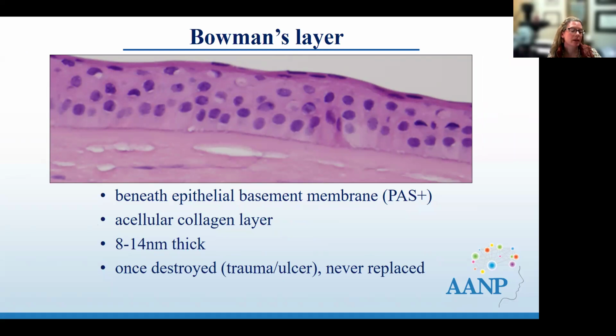So Bowman's layer beneath: you have that PAS positive epithelial basement membrane layer, and then you have Bowman's layer, which is this pink pale layer underneath. And so that's acellular collagen. It's about 10 nanometers thick. And the thing that's neat is once destroyed, it's never replaced.